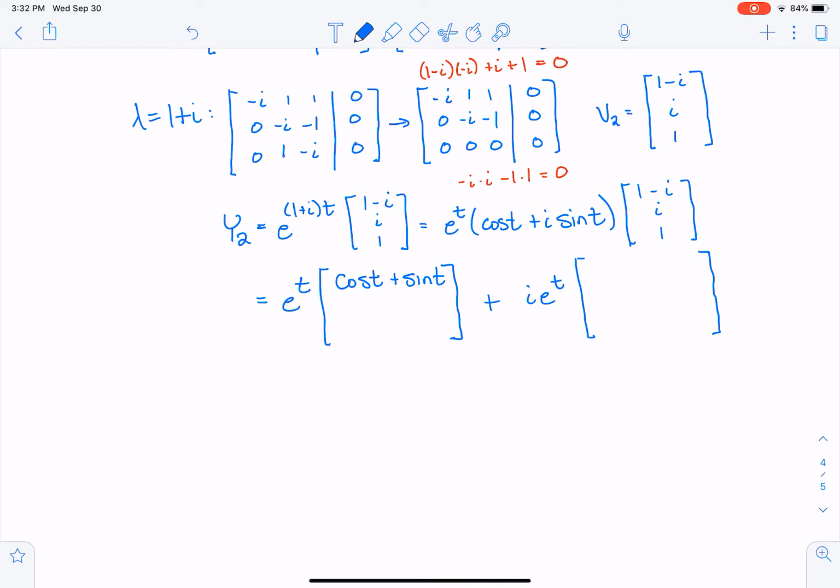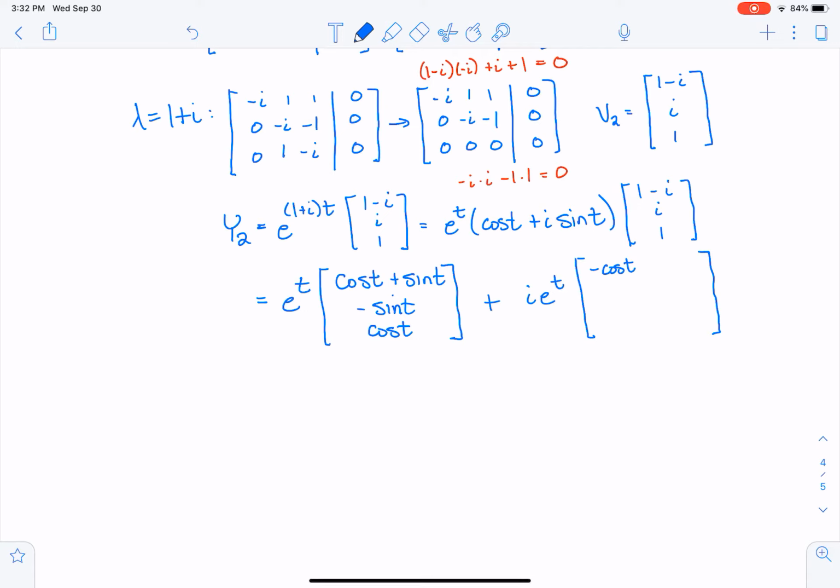Then the i sine t would get multiplied by the i in the second row. So that's going to give me a minus sine t. And then the cosine t gets multiplied by the 1 in the third row. So that's the real part. Now the imaginary part, factoring out the i's, is going to be cosine t times a minus i. So that's going to be a negative cosine t.